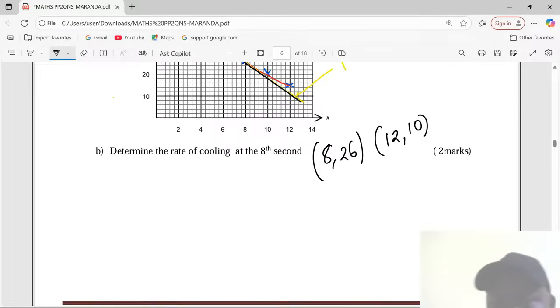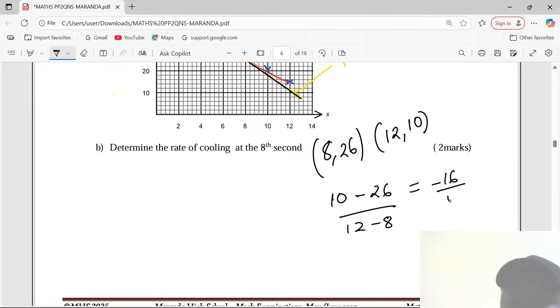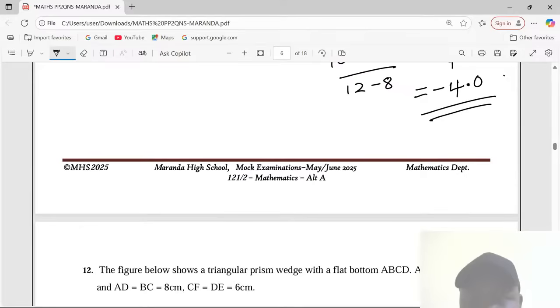So we find the gradient, change in y over change in x. Let me begin with the second coordinate: 10 minus 26 over 12 minus 8. Change in y over change in x is negative 16 over 4. So the rate of change is negative what? 16 over 4 is negative 4. Yes, the rate of change is negative 4. That is the rate of change.